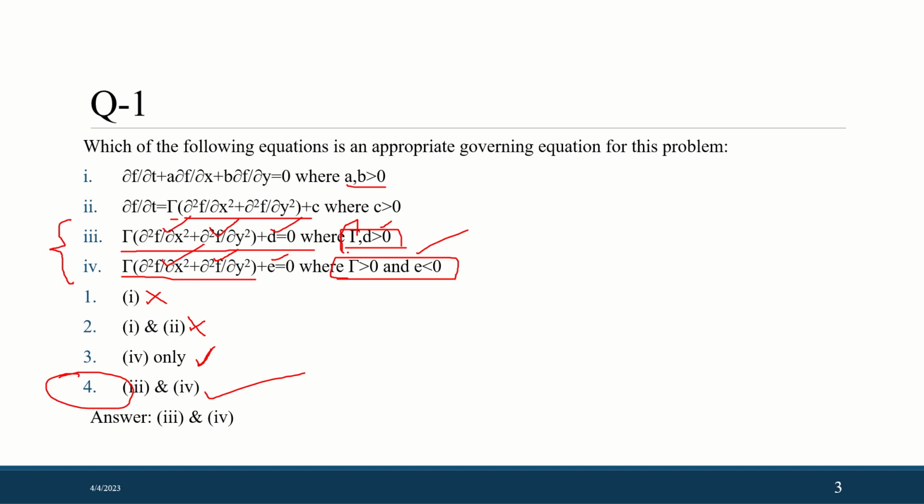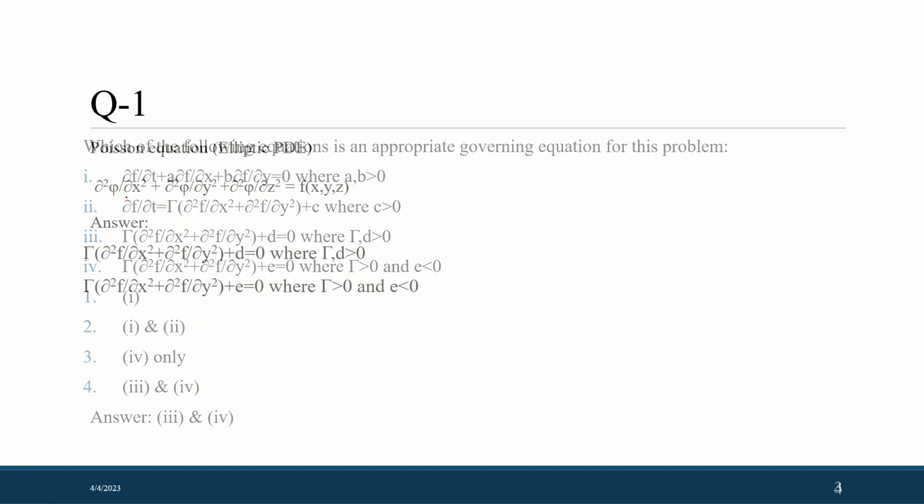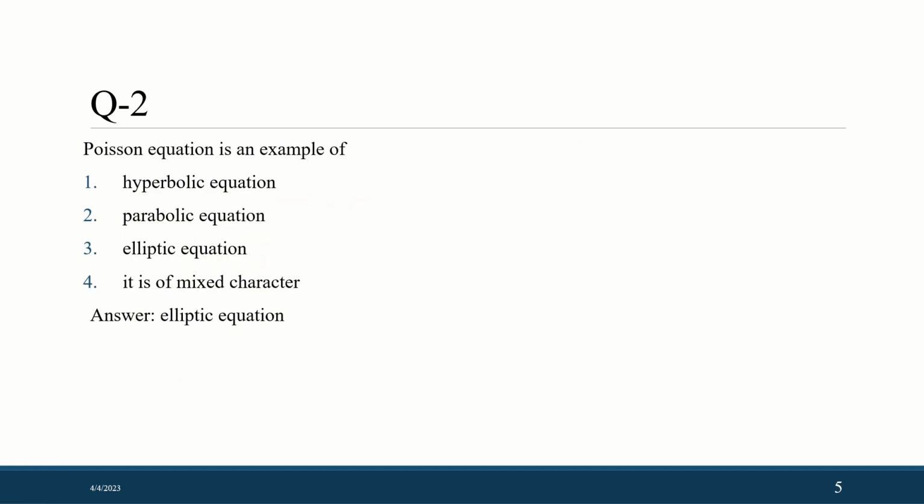The main thing is gamma is greater than 0. That is the point to be noted here. D and E can be greater than or less than 0. That doesn't matter because it is given as constant. So now we'll move on to question number 2.